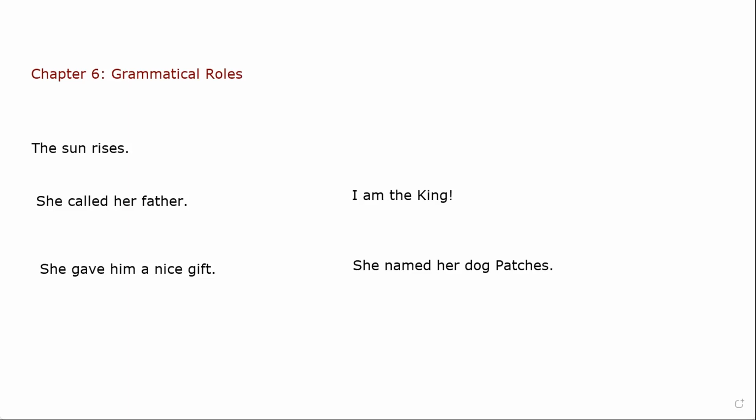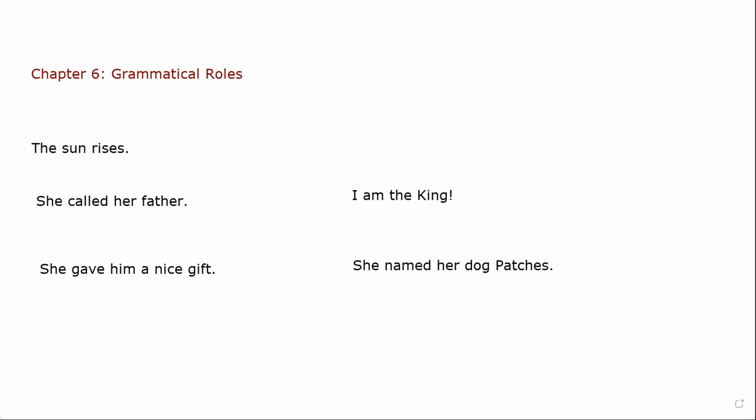The third example, she gave him a nice gift. The verb give is an example of a ditransitive verb. She gave what? She gave a nice gift. That's what she gave, but she gave it to whom? Who did she give the gift to? Him, whoever him is. So our direct object would be a nice gift, and then we have an indirect object, him, the person she gave the gift to. We've got 2 noun phrases after the verb.